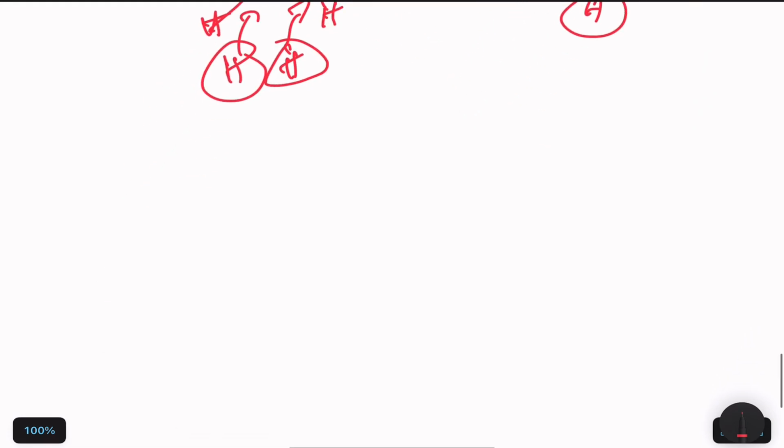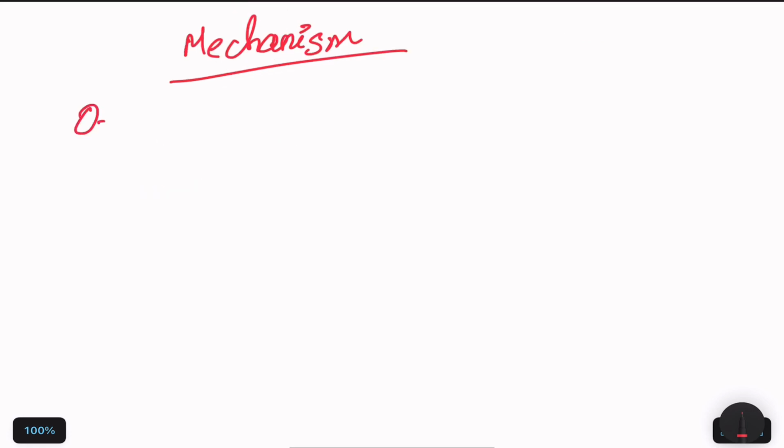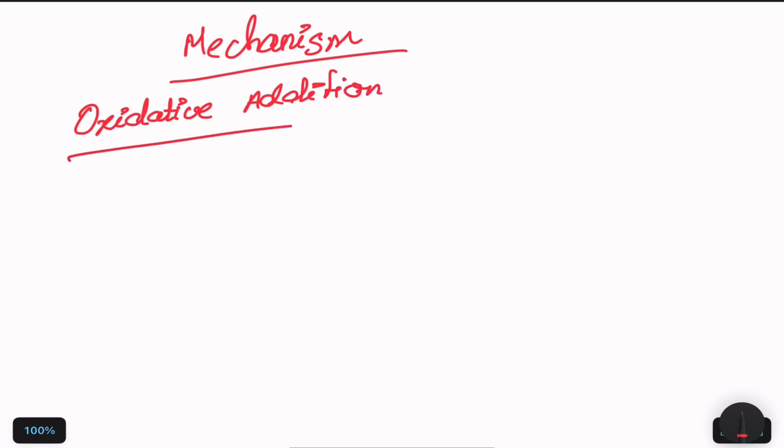So we will move on to the mechanism. So this is a very important mechanism part. In the mechanism, the first step is oxidative addition. Okay, so what is meant by oxidation? Oxidation means loss of electrons. So the oxidation state will be increased, and the coordination number will also be increased. That is called oxidative addition.